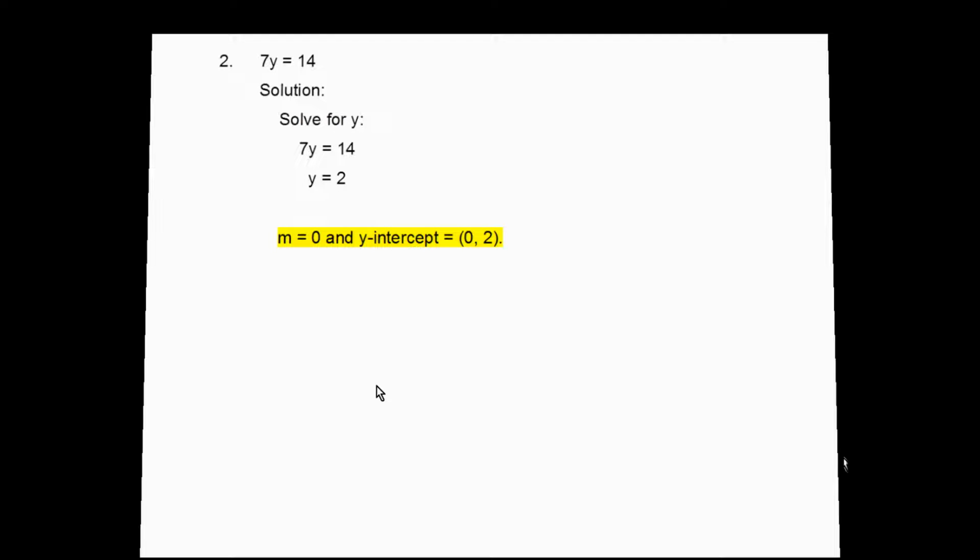See number 2. I have 7y equals 14. So again, solve for y. Starting with 7y equals 14, just divide by 7. So y is 2. Notice there is no x here. So in my y equals mx plus b, what made x go away was I must have multiplied it by 0, because 0x would have been 0. So my slope is 0. This is the b, so my y-intercept as a point is (0, 2). So when there is no x term, the slope is 0.